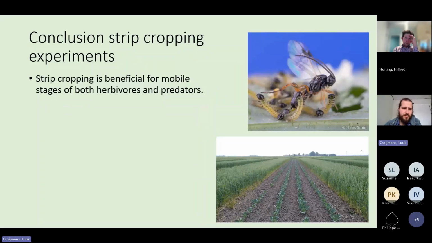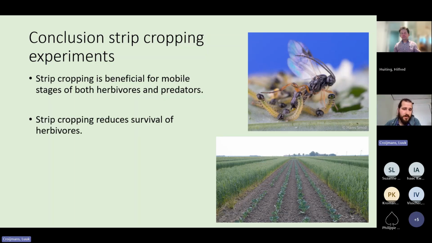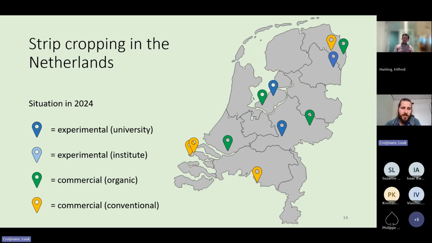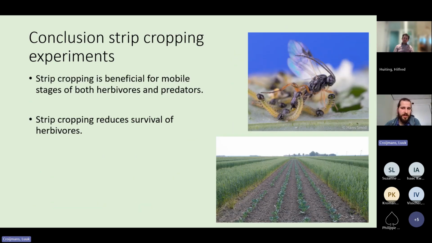So to summarize a little bit those findings, what we see is that strip cropping seems to be beneficial for both the herbivores and the predators at the same time. I have some more results to show, but I didn't show them now. But I believe that it's helping both these herbivores, potential pest insects, and natural enemies. And in the end, the survival is reduced of the herbivores because there's more natural enemies, and that makes that there's not a big loss through these herbivores in strip cropping. Bit of a nuanced answer there.